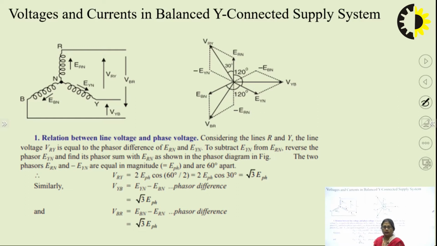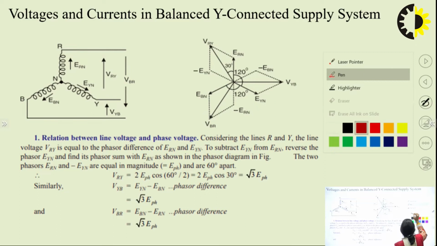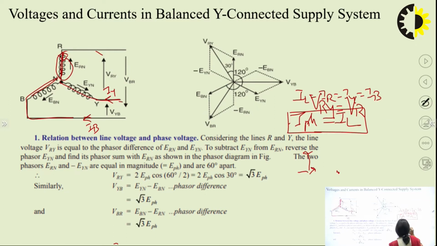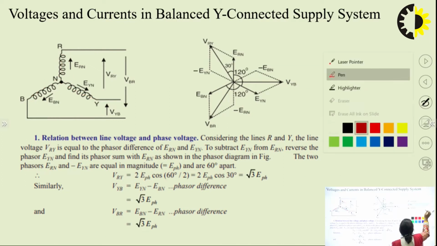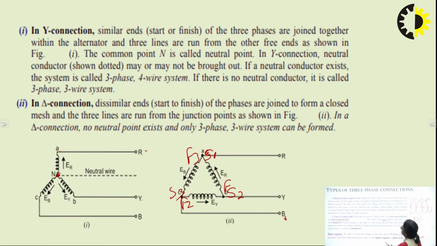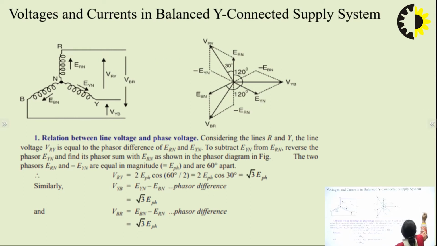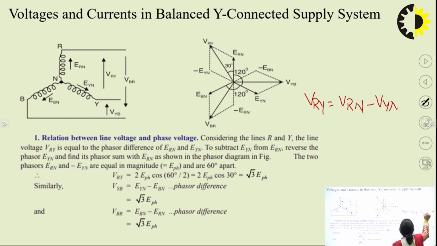What is that? Take any one line voltage. How can I write that? VRY. Can't I write it as VRY is equal to VRN minus VYN? If you just see, the voltage between these two is equal to the algebraic sum of these two. Or I may be writing it for any other line voltage as well. So VRY is equal to VRN minus VYN.